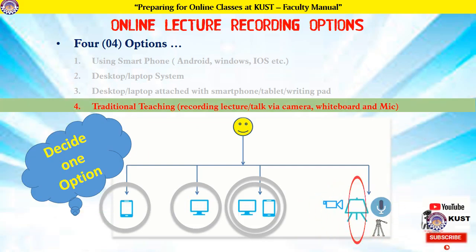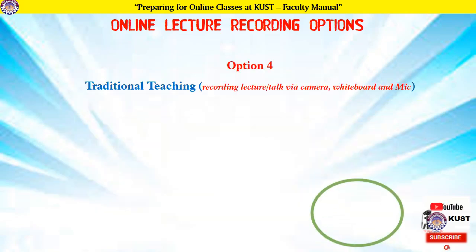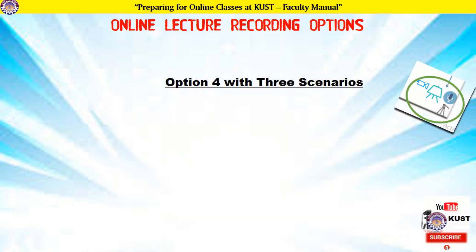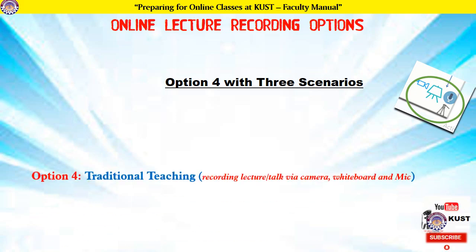And this option 4 is basically the traditional teaching method, in which you need some camera and mic and a whiteboard or a piece of paper, so that you can record your lecture. So this is option number 4. Option 4 has further 3 scenarios when you're doing traditional teaching, and I think that will be acceptable or usable to most of the faculty members. So it comes with three scenarios.